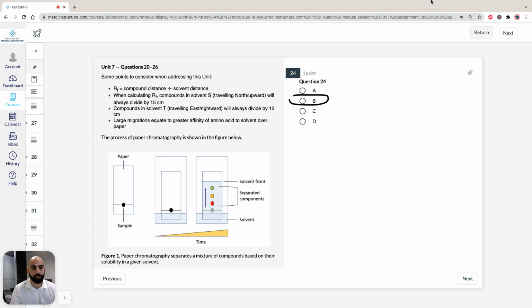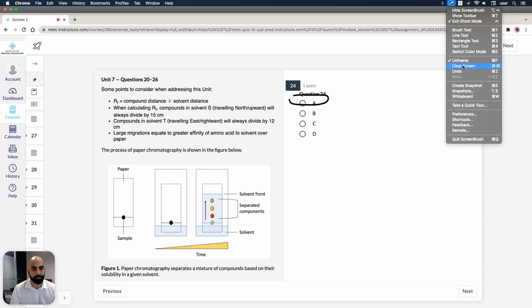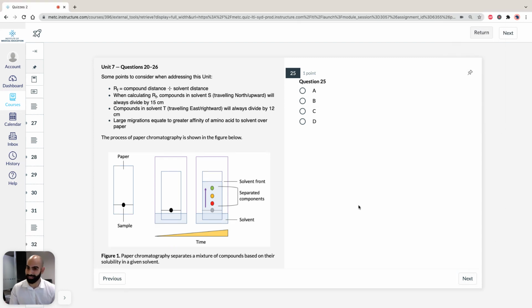So now if we move on to question 25. I know this is long, it's 7 questions in one unit for the GAMSAT. You're probably thinking it's too much, but we've got to get through. We're almost there. Number 25 is just a true or false. It's asking you, does tyrosine have a greater affinity for solvent S than threonine? So it's tyrosine and threonine.